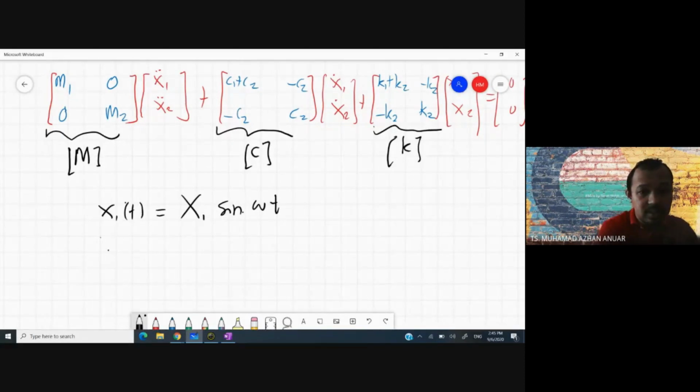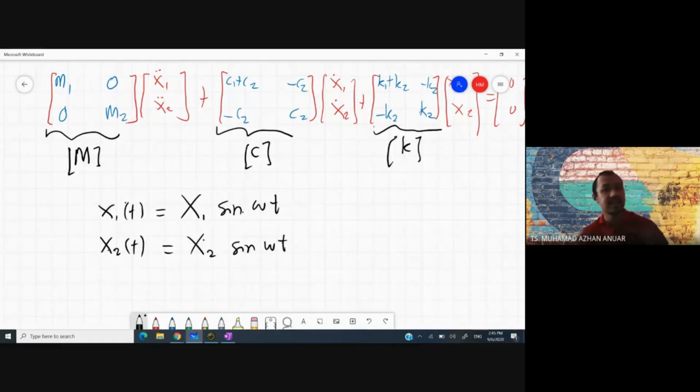So we can make the assumption that our second response, from the second block, is basically equal to the amplitude, the second amplitude, sine omega t. And of course, the omega is the same because it is the same system. You have the same omega, but the amplitudes for blocks M1 and M2 are different, so they can be represented as x1 and x2. That is our assumption for our response.